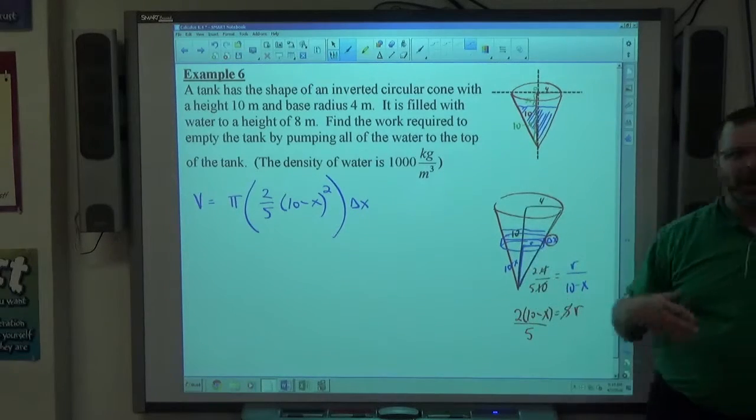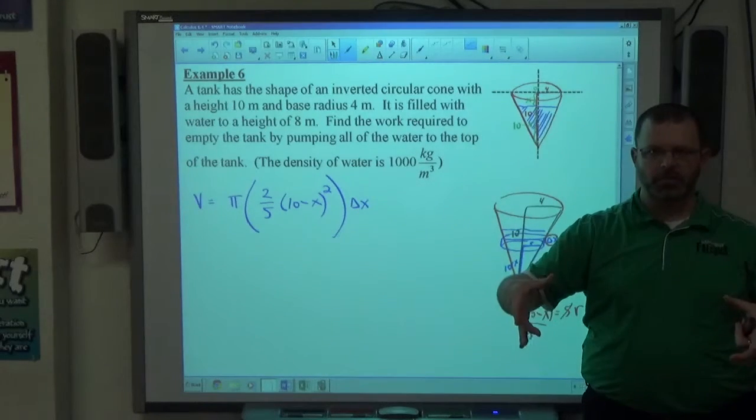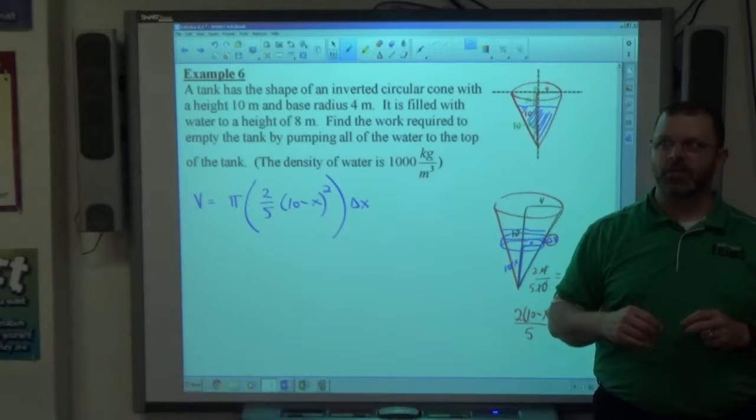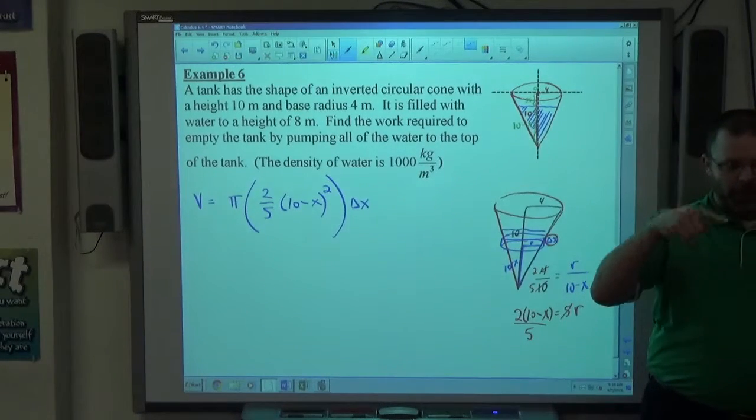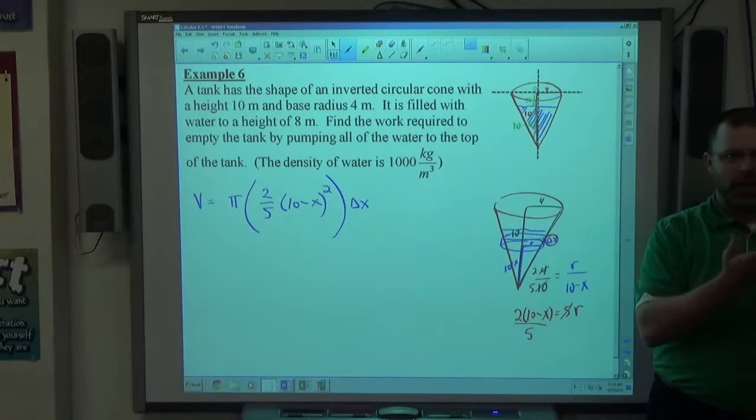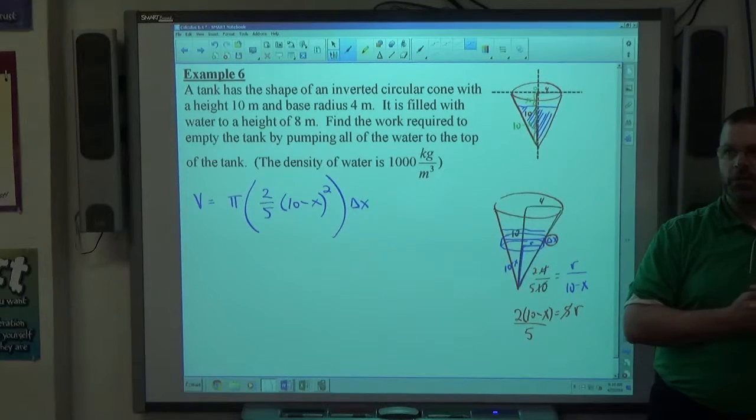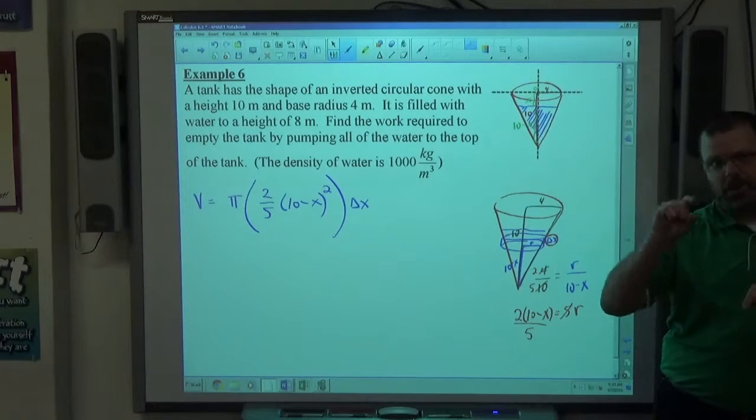This is a circle. I gave you a homework problem with a rectangle. I think I gave you 3 with a rectangle, 1 with a circle. So for a rectangle, you need length and width both in terms of x. Height's going to be delta x. For a circle, you need radius in terms of x. Height's going to be delta x.